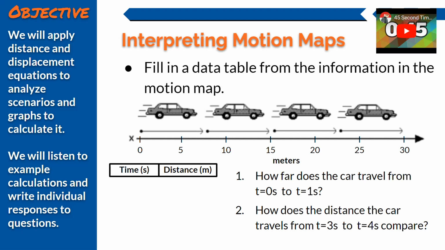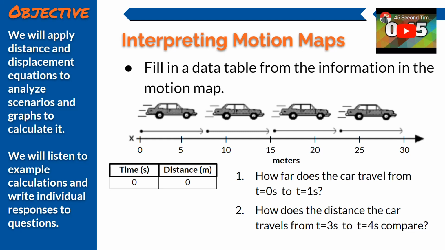I'll have to check. So this one says, fill in a data table from the information in the motion map. So looking at a motion map, you should be able to gather how much time has passed and what your position is at each of these subsequent seconds. So with this one, we're starting at a position of 0. I know that because the arrows are all pointing to the right, and this is the first dot that I see. And so I would say that I start there at a time of 0, position of 0.